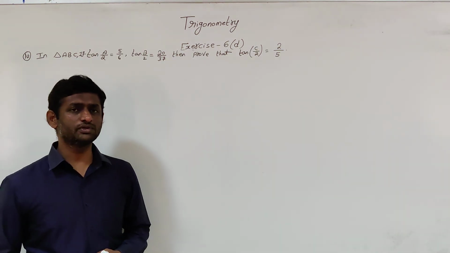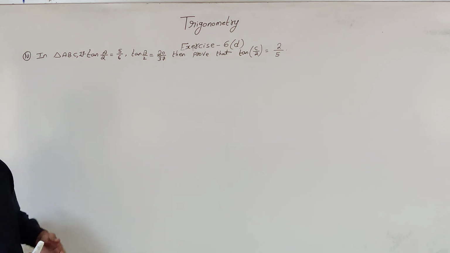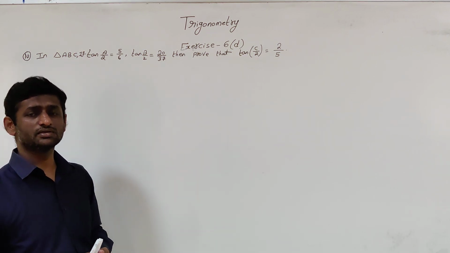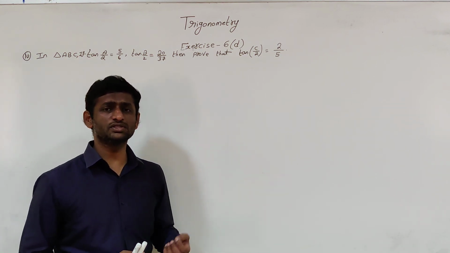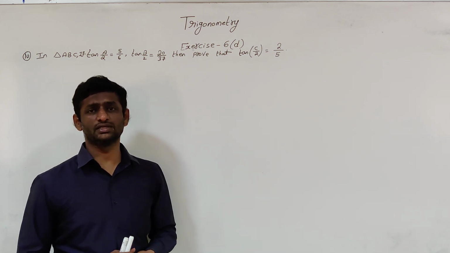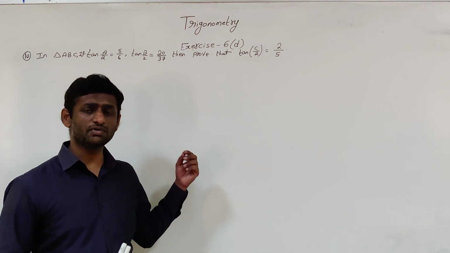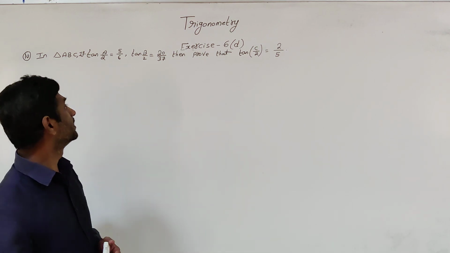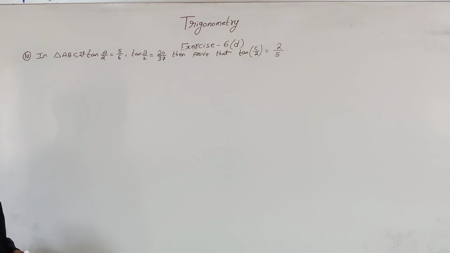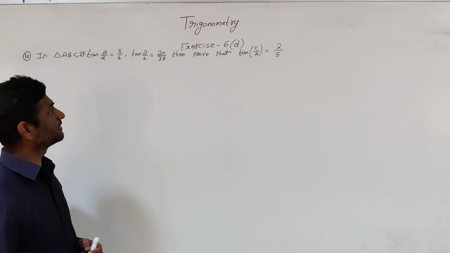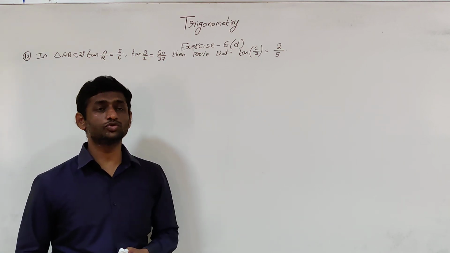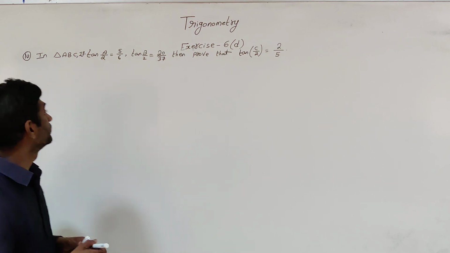The next problem is: in a triangle ABC, what is the condition? Triangle ABC means the sum of the 3 angles is 180 degrees, that is A plus B plus C is equal to 180. If tan of A by 2 is 5 by 6, tan of B by 2 is 20 by 37, then prove that tan of C by 2 is 2 by 5. So we'll see the proof.